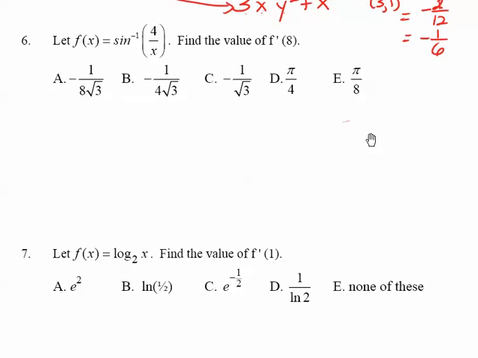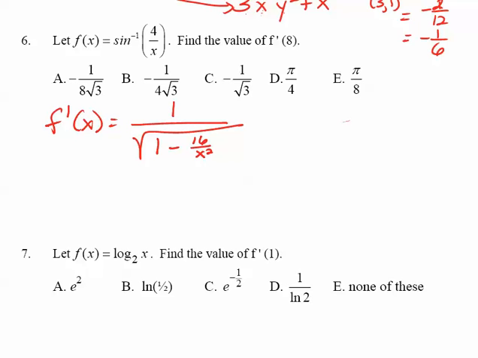All right. The derivative, find the value of f prime of 8. So first let's find the general rule for f prime. The derivative of arcsine is 1 over the square root of 1 minus the glob squared. So this time our variable is in the denominator. In other words, this is 4x to the negative 1. So then our chain rule is on 4x to the negative 1, so that would be negative 4x to the negative 2.